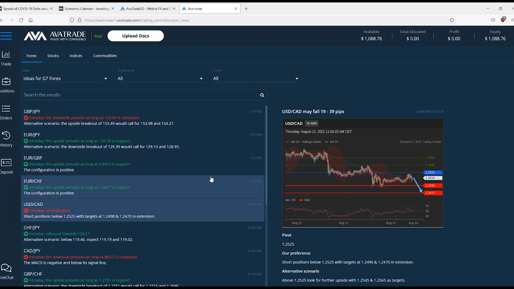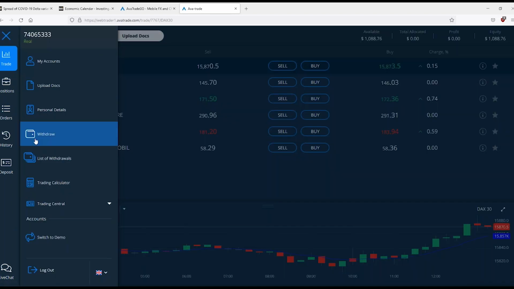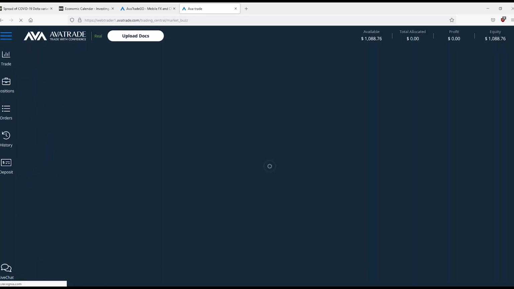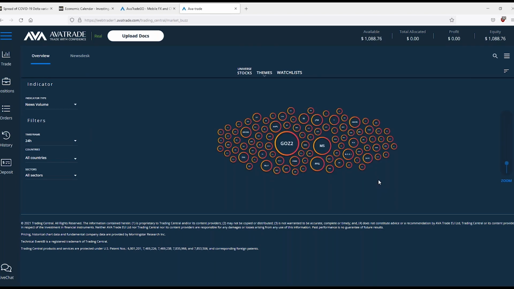The technical analysis is only on the cryptocurrencies and the FX pairings. If you go to the Trading Central feature, there are stocks reviewed, but it's the market buzz. The market buzz covers stocks and it's fundamental news. It's not technical, it's fundamental.